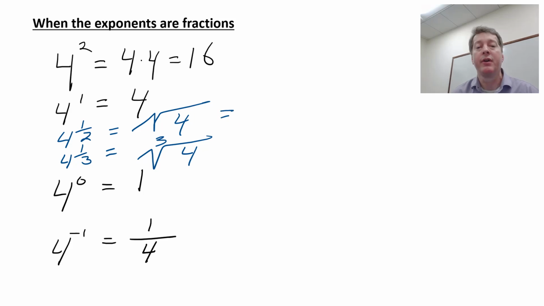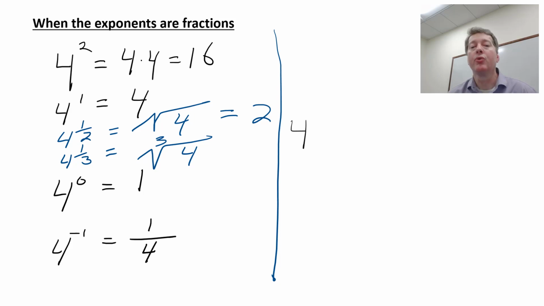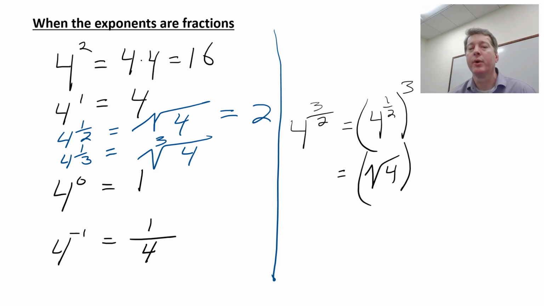So 4 to the 1/2 is 2. 4 to the 1/3, the cube root of 4, is not something you need to try to memorize. But that's what fractional exponents are about. We will talk about roots in another video, but fractional exponents are really roots. Suppose you had 4 raised to the 3 over 2, 4 to the 3/2. Well, that is the same as 4 to the 1/2 cubed. You multiply the exponents. 4 to the 1/2 is the square root of 4. So the square root of 4 cubed, that's the same as 2 cubed, and 2 cubed is 8.